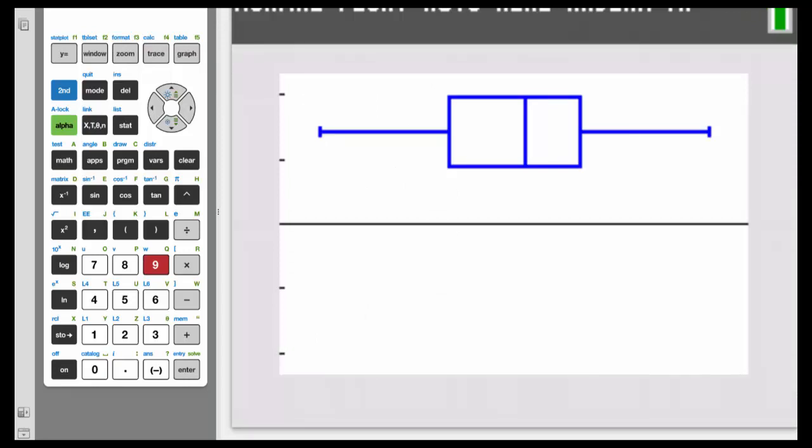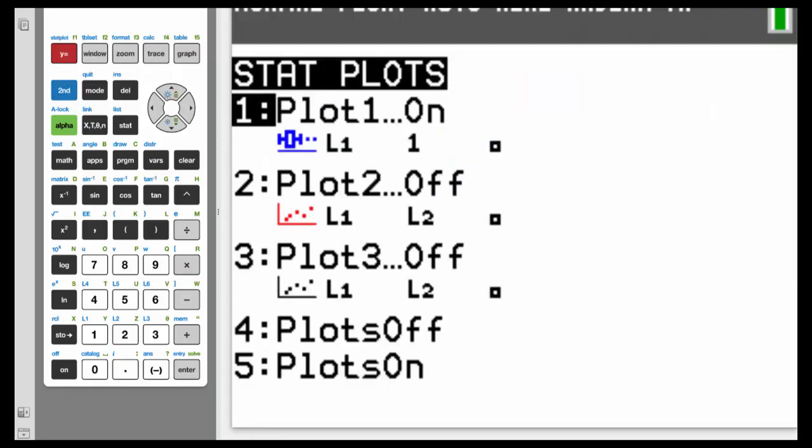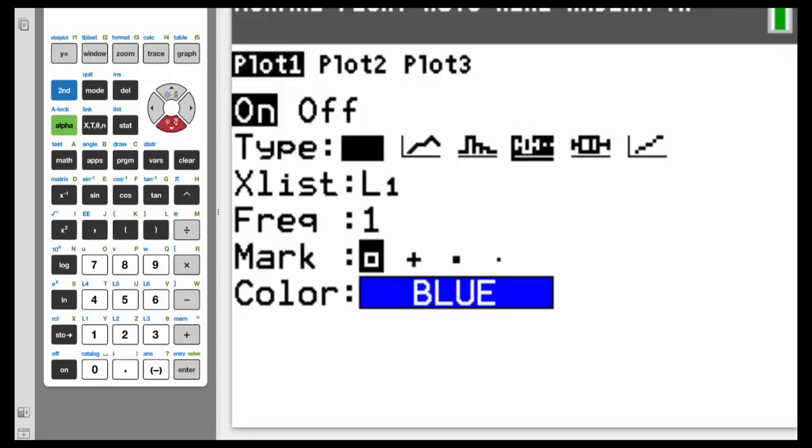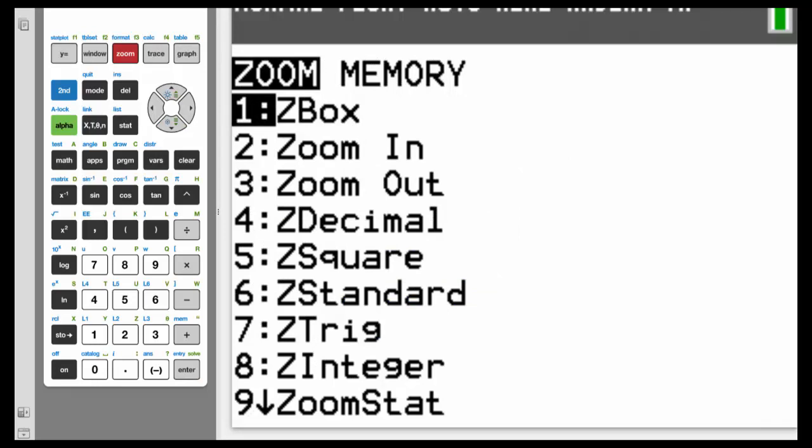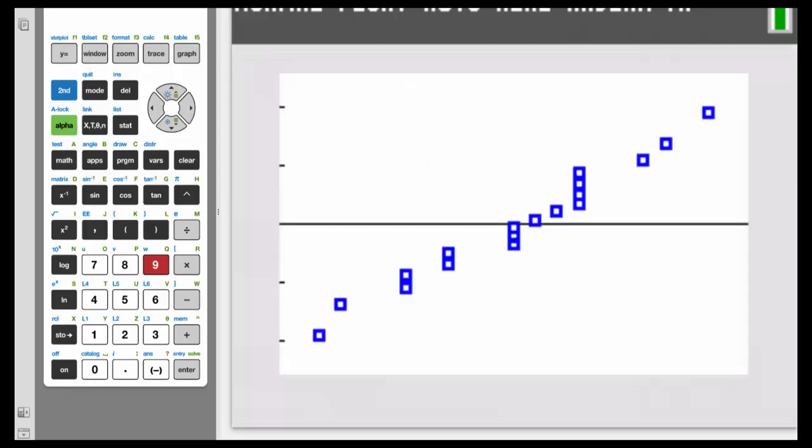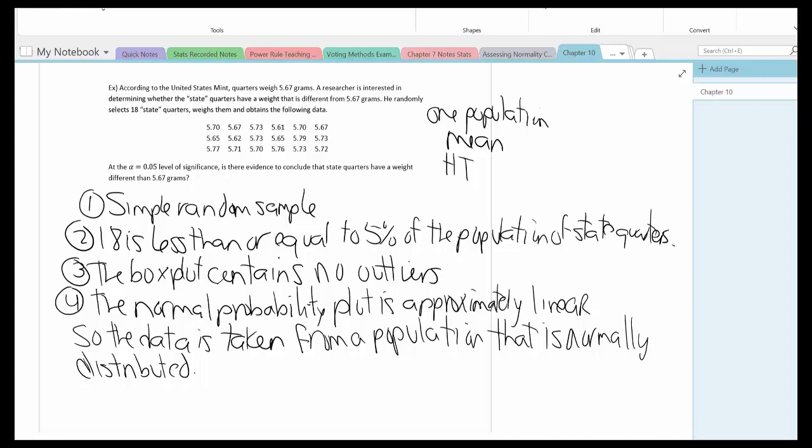Now let's check the normal probability plot. Second, Y equals, plot on. So here I will highlight this picture, hit enter. Data list is L1, X is fine. Again, hit zoom, and the number 9, that's zoom stat. Okay. And that normal probability plot is approximately linear. So now let's write this on the paper. So the box plot contains no outliers. The normal probability plot is approximately linear. So the data is taken from a population that is normally distributed.